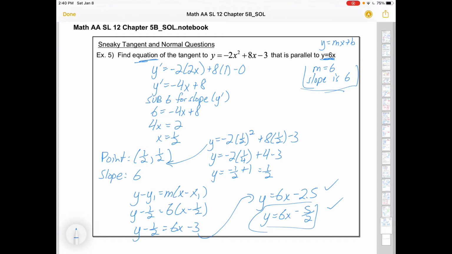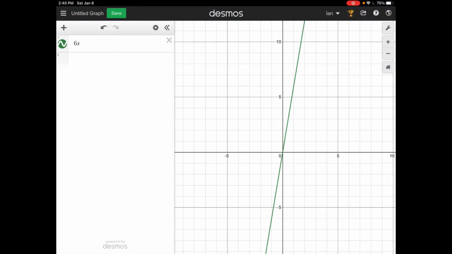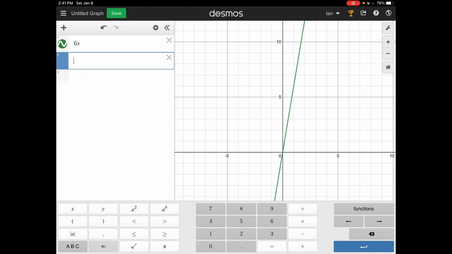Let's check it on Desmos. So first thing I'm going to do is draw y equals 6x. That's the line that I have to be parallel to. Next, I'll put in the actual function. So clearly the green one is not a tangent on the purple one. I don't think it even ever touches.